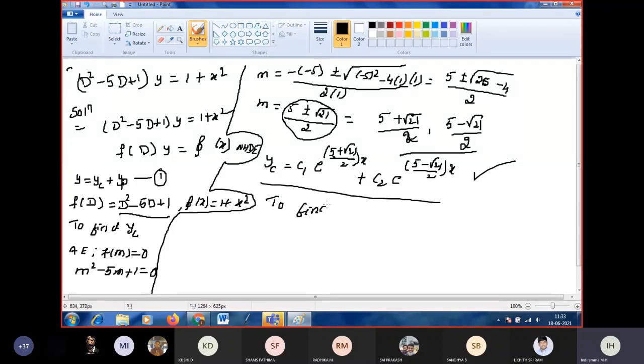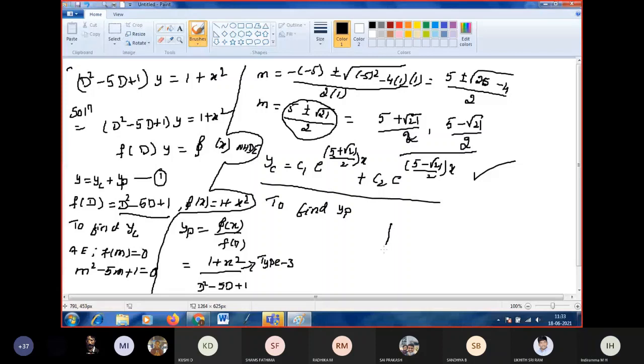Okay, next, to find yp. To find yp, what we should consider? yp is equal to 1 by f of D of phi of x. What is phi of x? 1 plus x square. What is f of D? D square minus 5D plus 1. Which type is it? Type 3. How to do type 3? Division method.